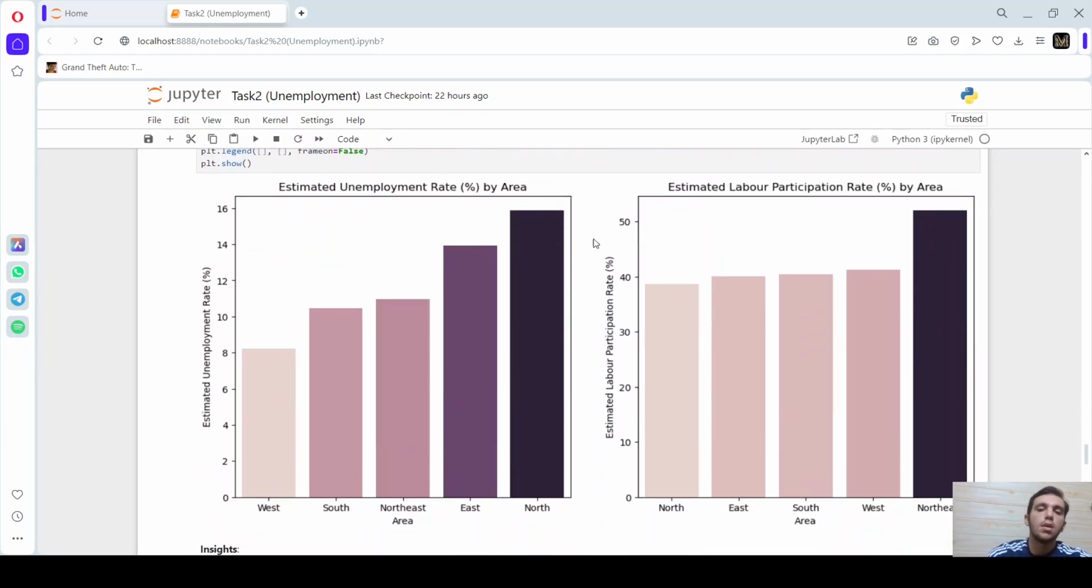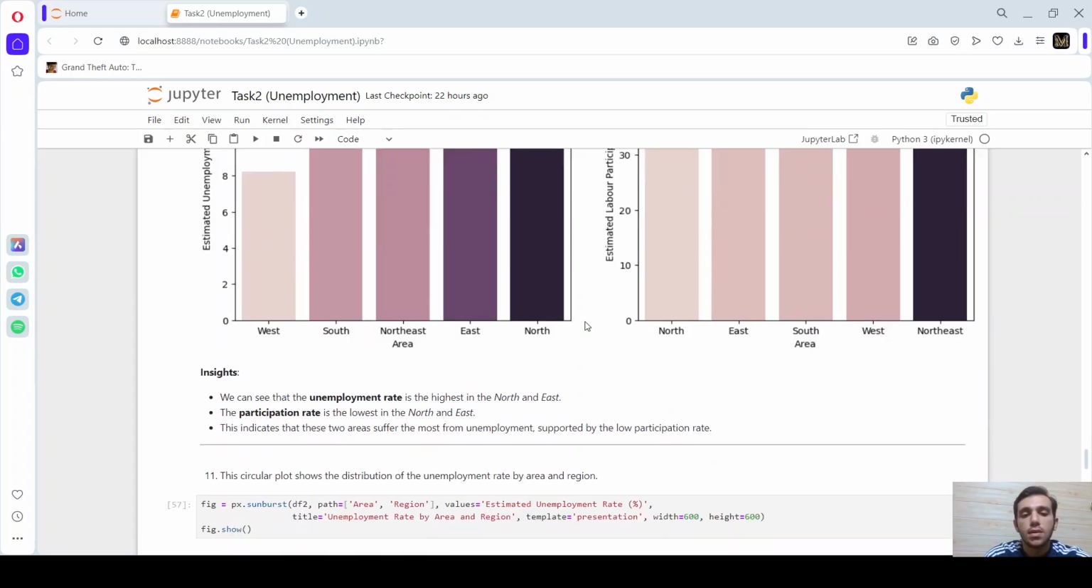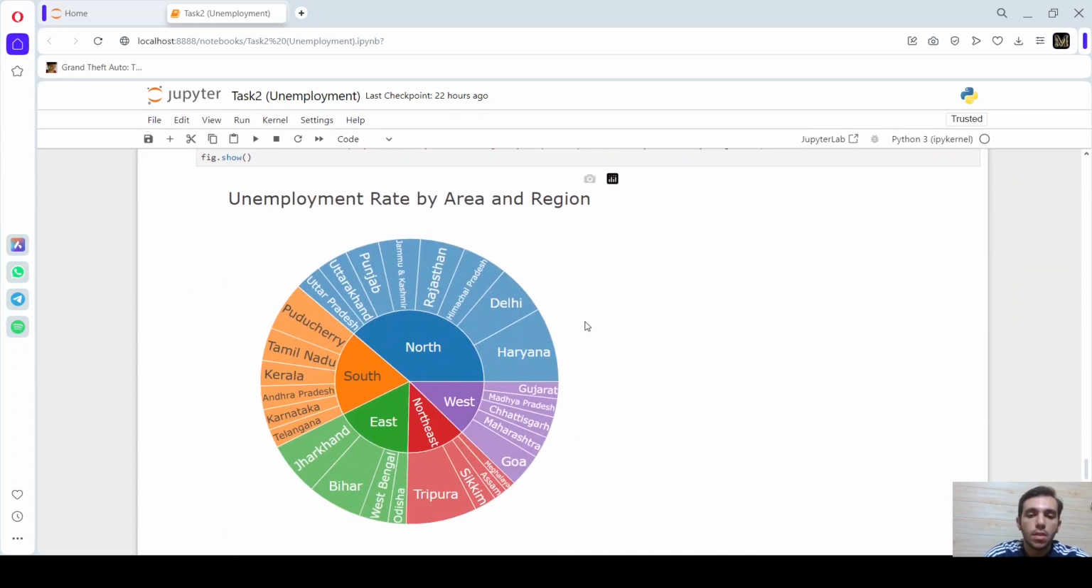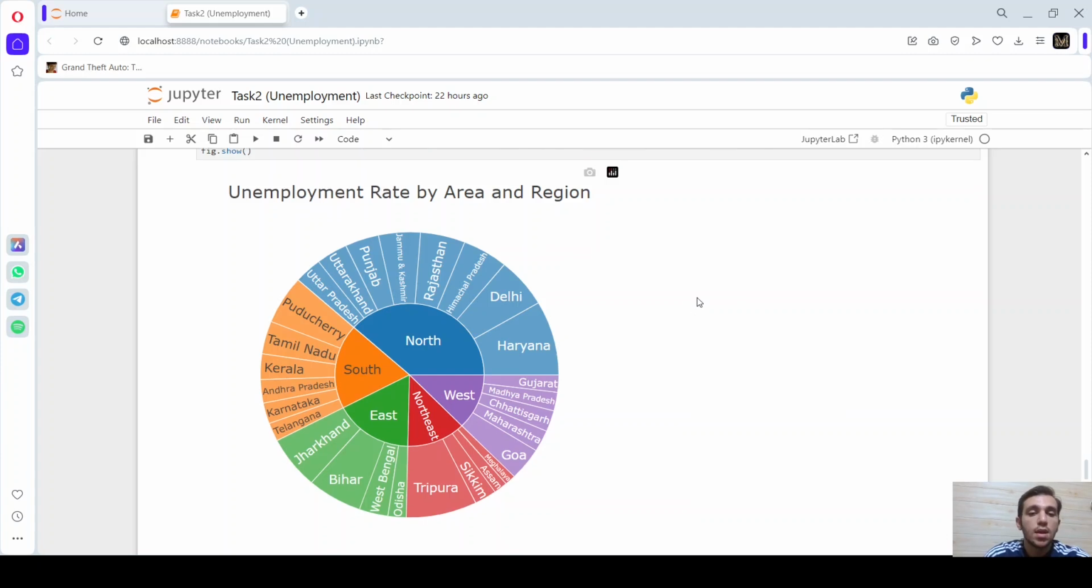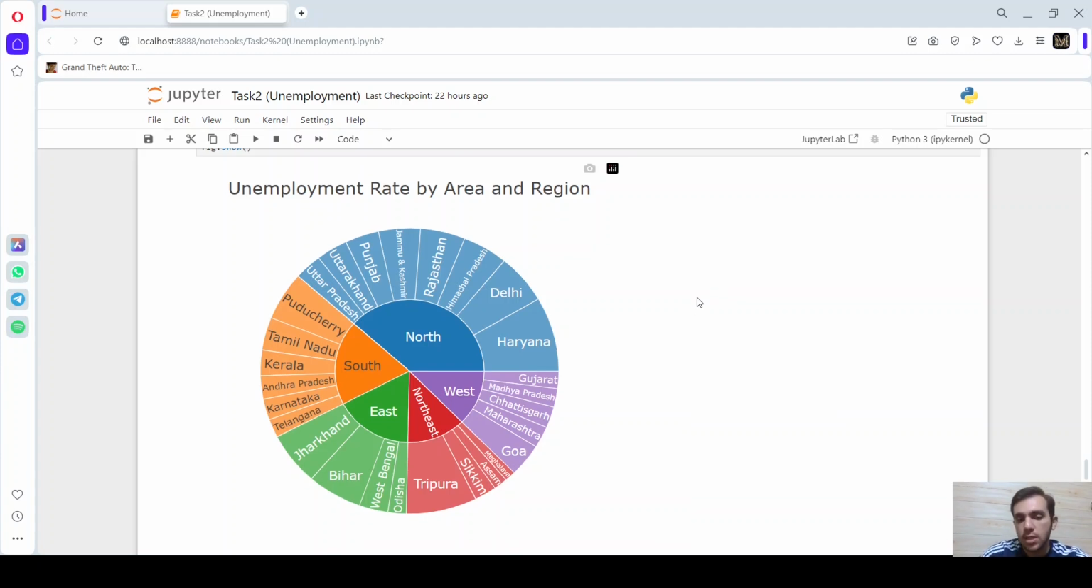So now we're going to see how the unemployment and participation rates differ by area. So we can see that the highest unemployment rate is in the north and the east, and they're the lowest ones to have the participation rate. And we now can also see that in the sunburst plot similar to the first dataset. So as we can see, the north has the highest unemployment rate.